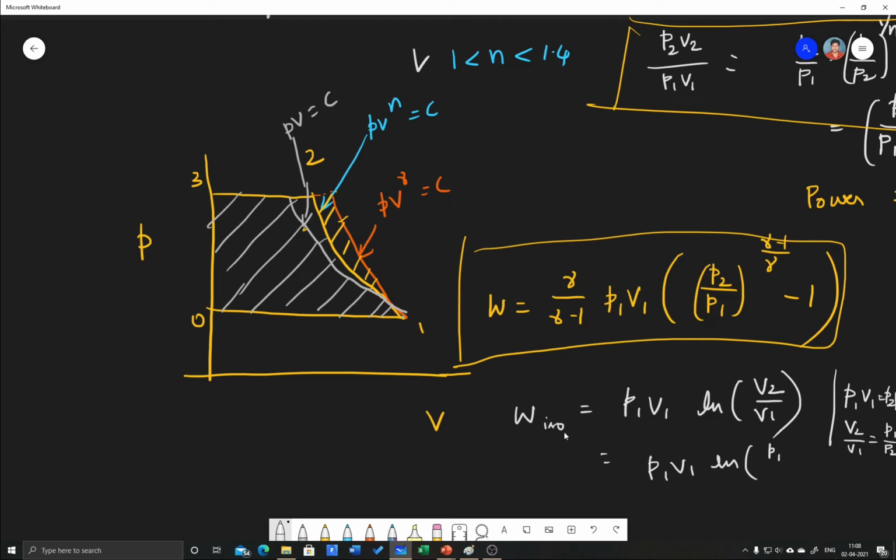P1 by P2. If at all it comes negative, it is okay, because here in a compressor work is done on the system, so it will come negative. Here pressure P1 is less than P2, so that is why it will come negative, which means work is done on the system. Okay, this is the expression for a compressor in single stage or single stage reciprocating compressor.